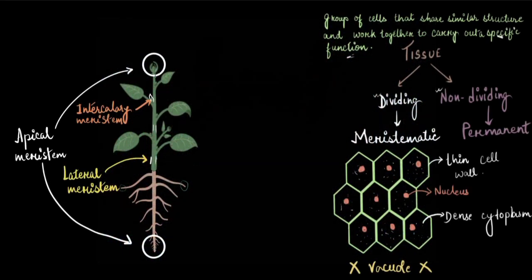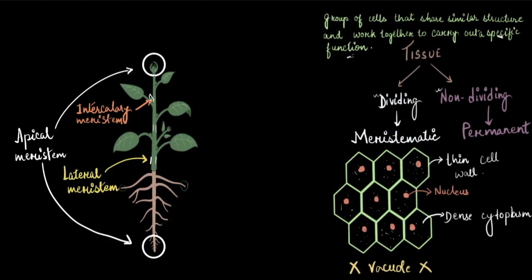That's why if you ever try to cut off the tip of the shoot of any plant, what would happen? After a few days, you will see that a new shoot is arising from this intercalary meristematic area from the nodes, right? Because that is where the meristematic tissue is.